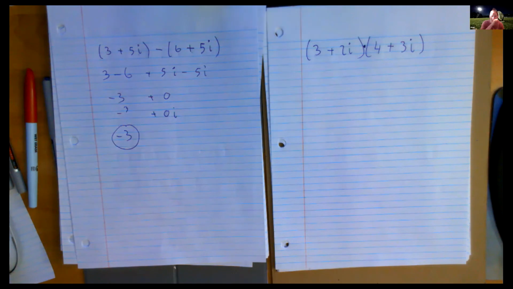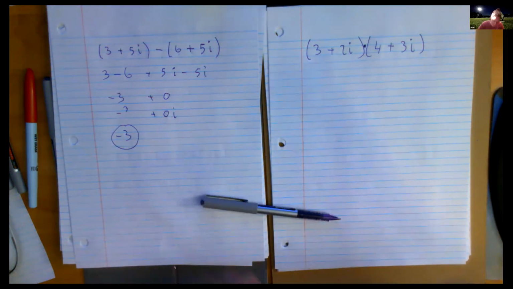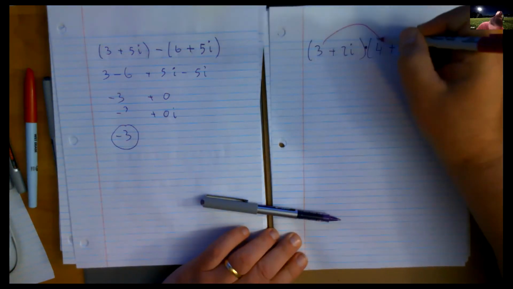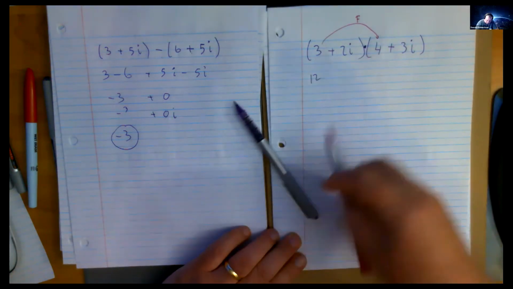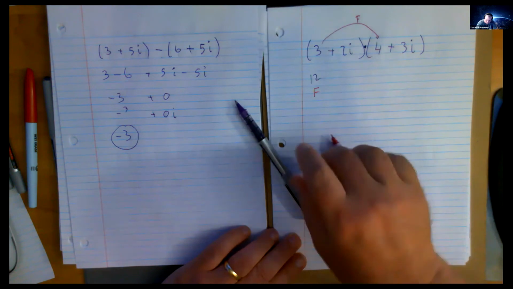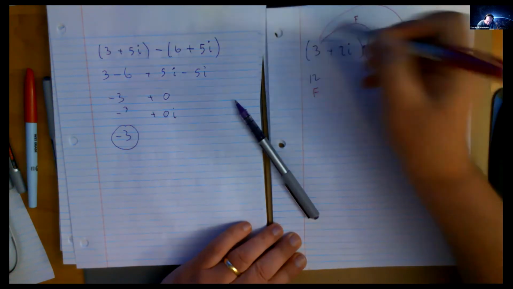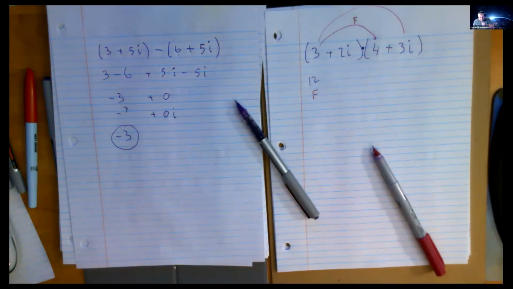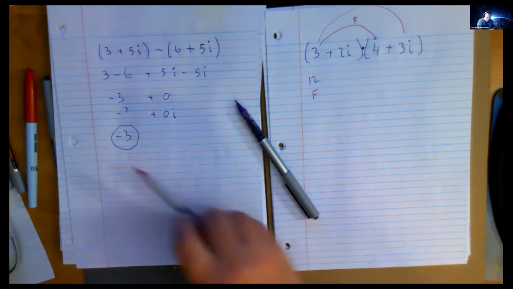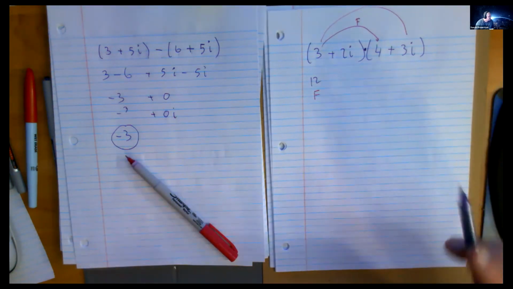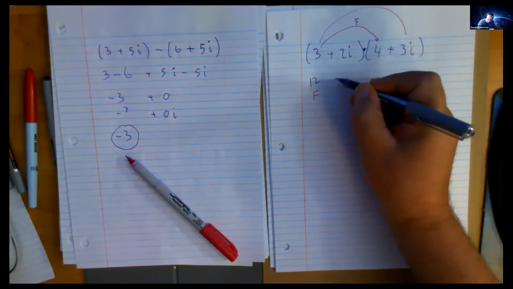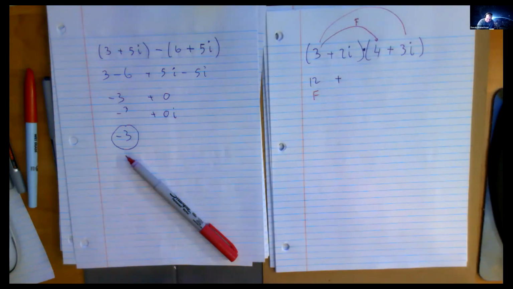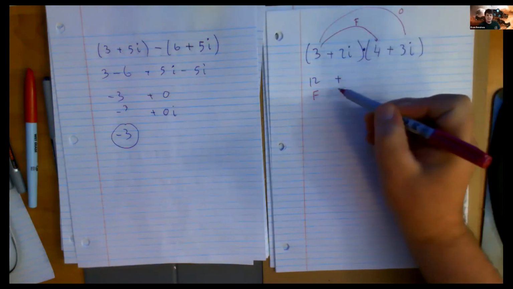Well, yeah, FOIL. Three times 4 gets me 12. The outside. What's 3 times 3i going to get you? 3 multiplied by 3i. What's that going to get me? 9i. Yeah.